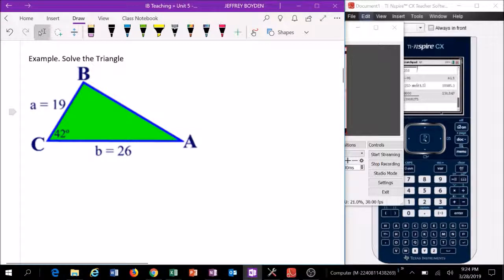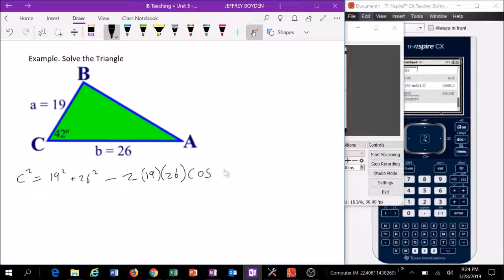So the known angle is C. So guess what we're going to find? We're going to find side C. So C squared equals the other two squared. So 19 squared plus 26 squared minus 2. And remember we said above, it's going to be the same exact two again. So 19 and 26. And then cosine of the angle.